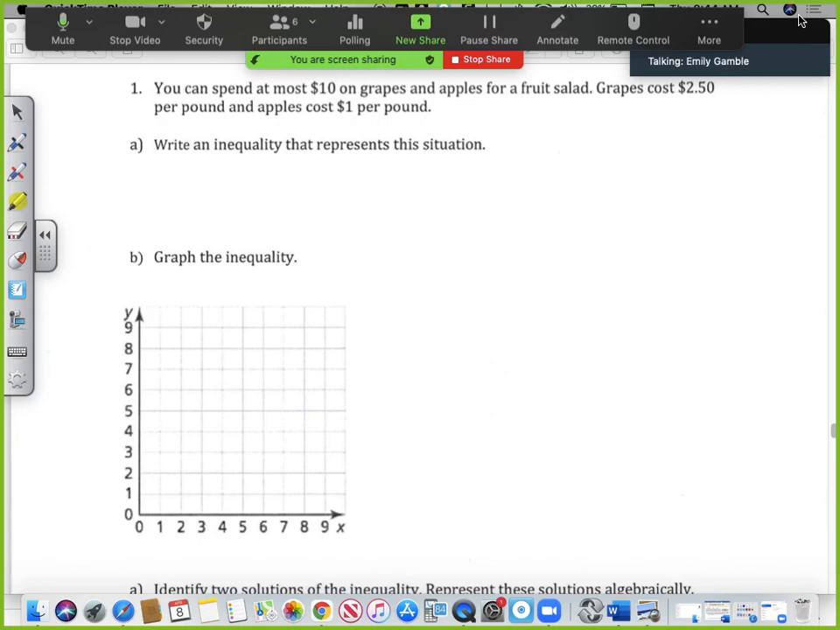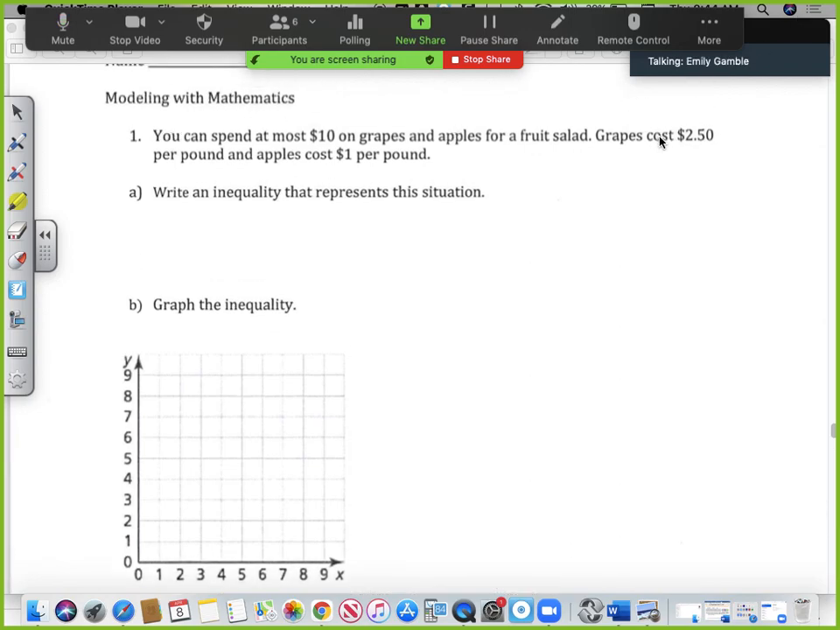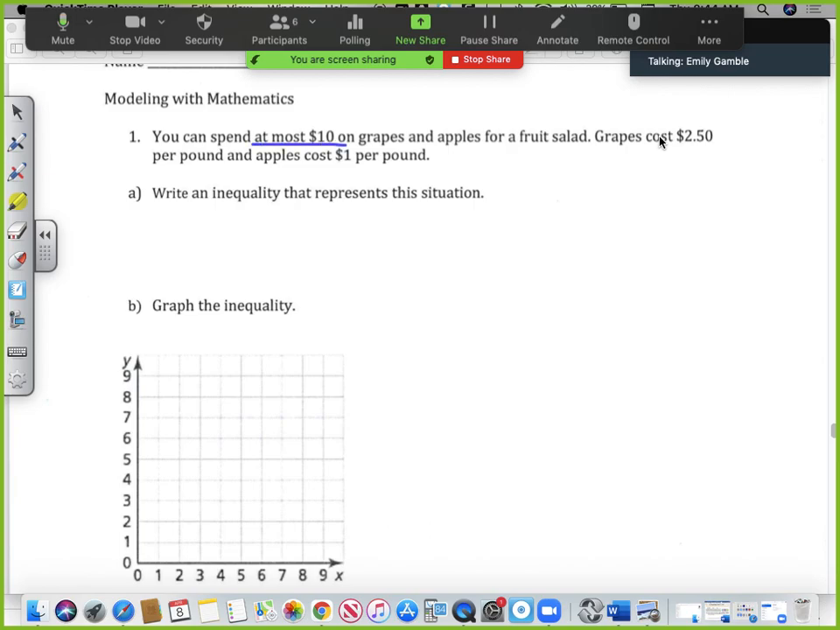You can spend at most $10 on grapes and apples for a fruit salad. So I'm going to just start underlining things that I know are important. So we can spend at most $10 on grapes and apples for a fruit salad. So we're buying two things. We're buying grapes and apples. They tell us that grapes cost $2.50 per pound and apples cost $1 per pound. They want us first to write an inequality that represents the situation, and then they want us to graph it.